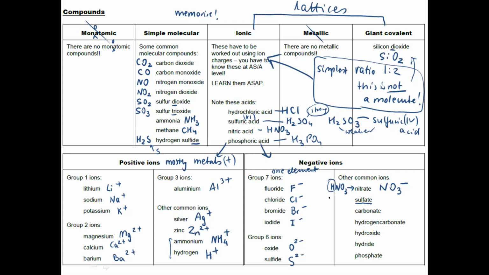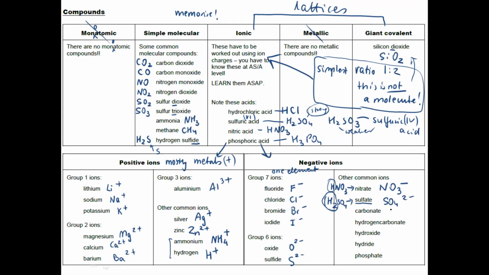What about sulfate? Sulfate comes from sulfuric acid. So sulfuric acid was H2SO4. So if we get rid of the hydrogen in here, what's going to happen? You're going to have SO4, and the charge will be 2 minus.